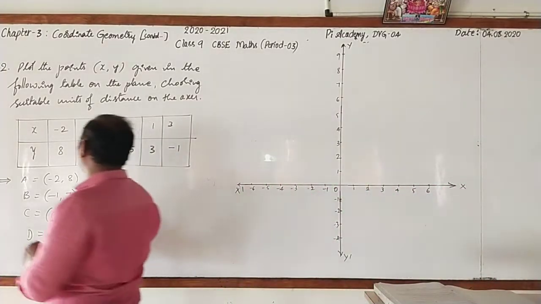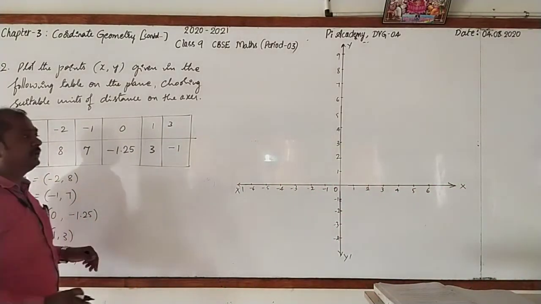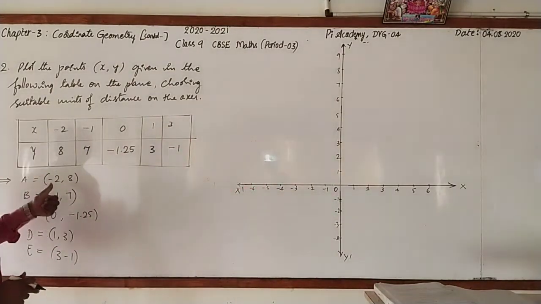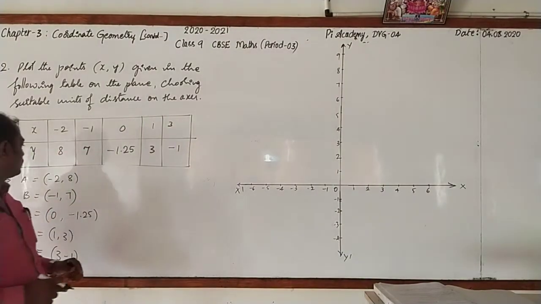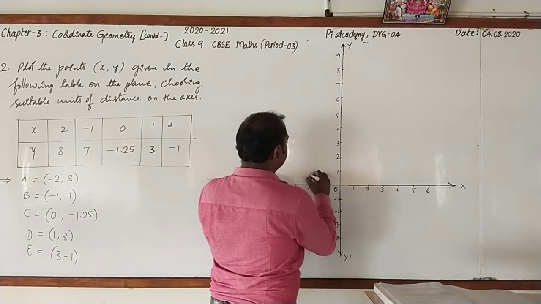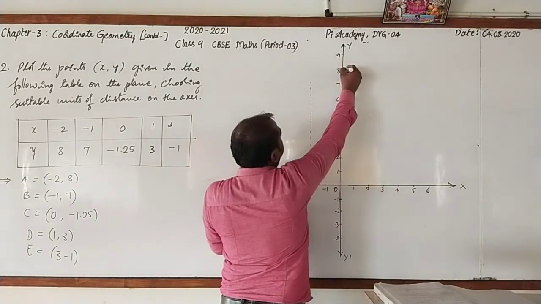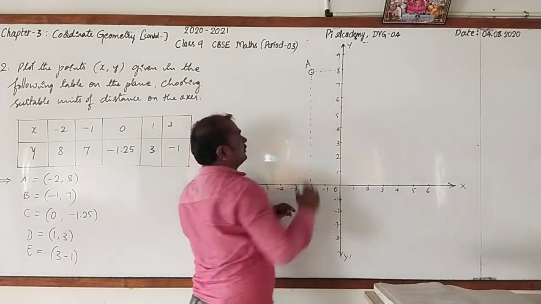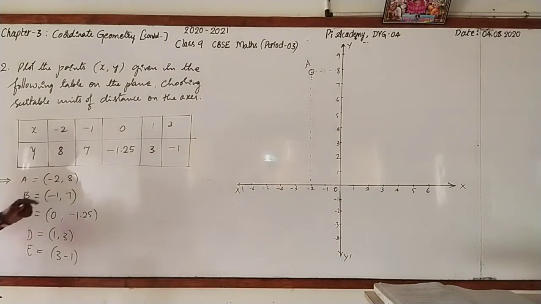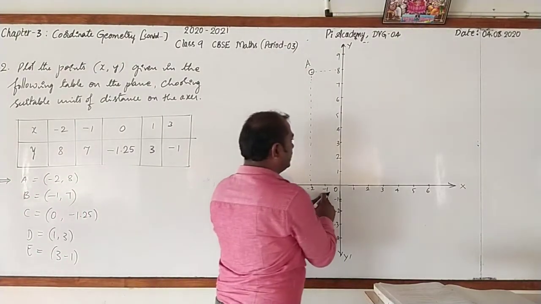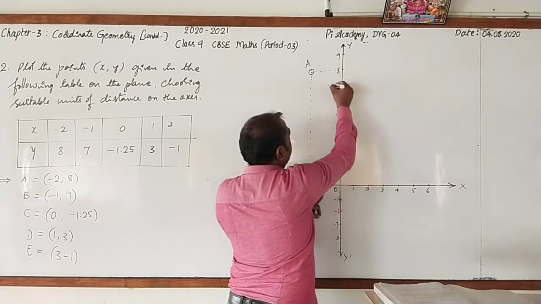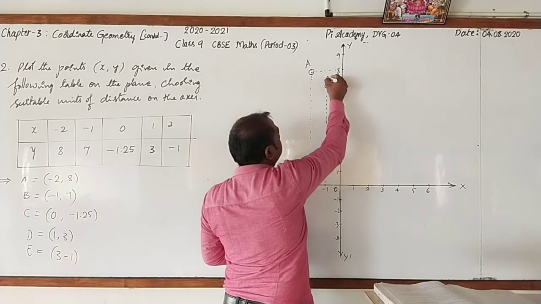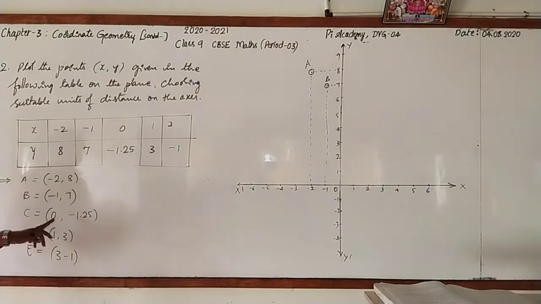The first point A, its coordinates are (-2, 8). X is minus 2 and y is 8. Could you tell in which quadrant it lies? It lies in the second quadrant. Minus 2 comma 8. These two will intersect at this point. It is A. Clear now? The next one is (-1, 7). When x is minus 1, y is 7. Look here. We can mark the point here. It is B.